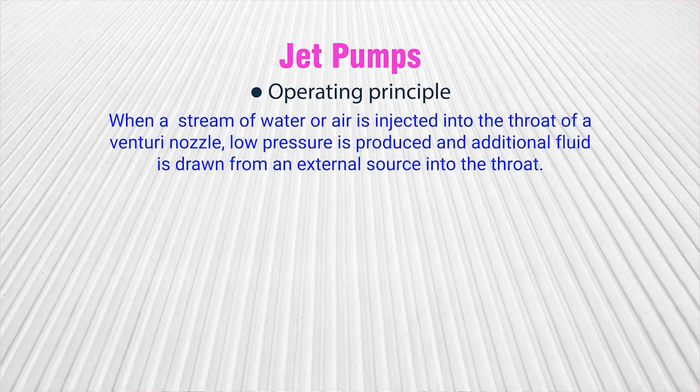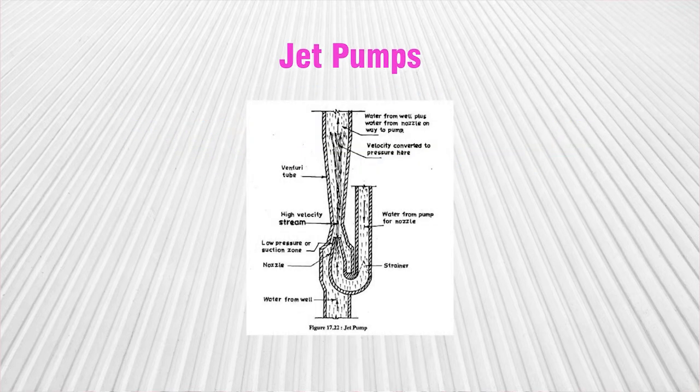In case of a jet pump, a stream of water or air is injected into the throat of a venturi nozzle. This leads to generation of low pressure, and this causes additional fluid to be drawn from an external source into this throat.